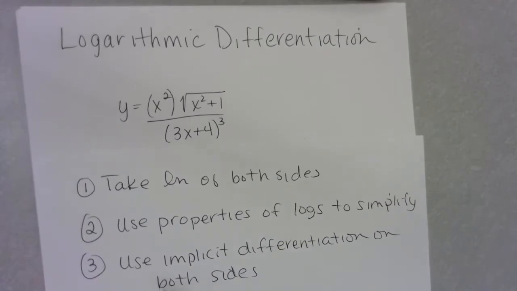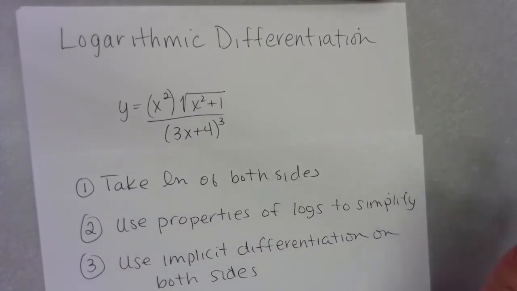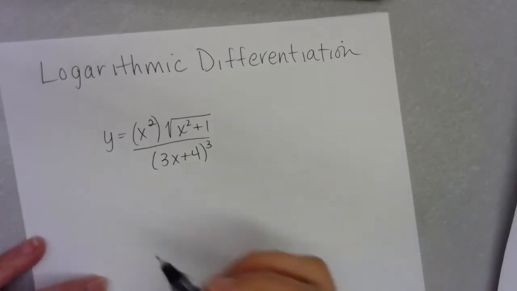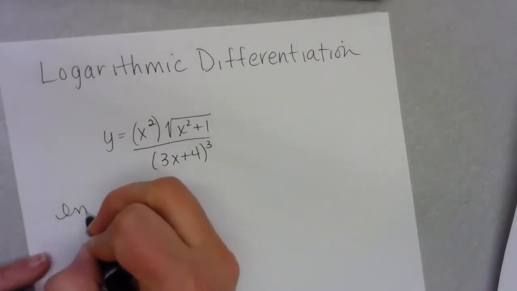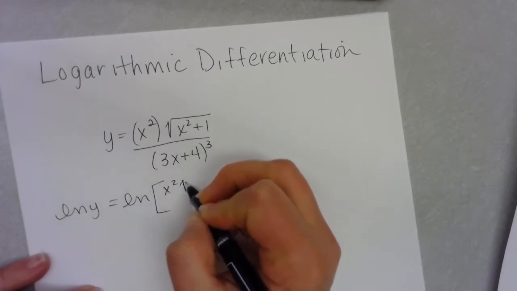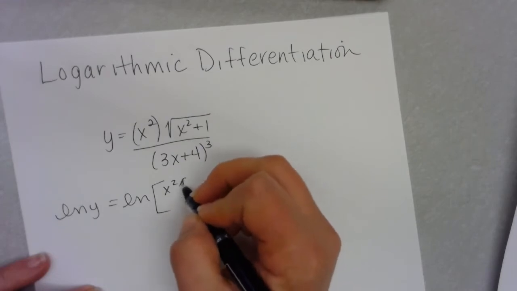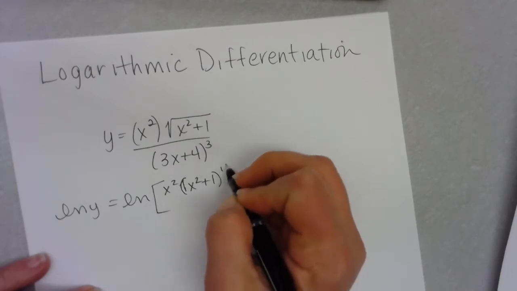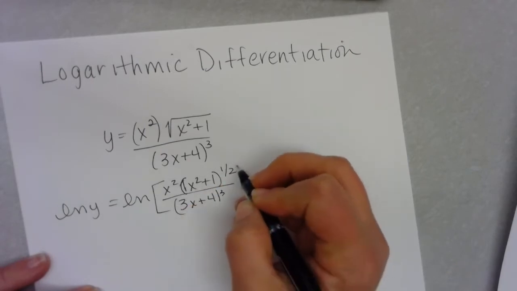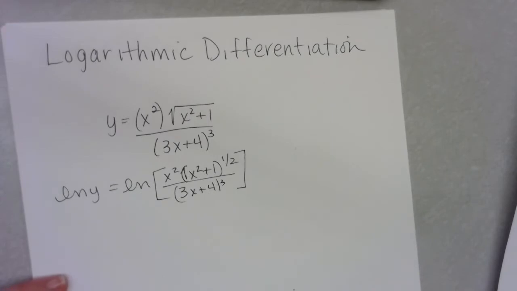So step one here is to take the natural log of both sides. Now I really want to use natural log. I don't want to use log because when I do the derivative of natural log, I don't have to tack on that dividing by the log of the base. So I definitely want to use the natural log. So let's do that. On this side, we're going to have the natural log of y equals the natural log of all of this stuff: x squared times, I'm going to write this x squared plus 1 as x squared plus 1 to the 1/2, and then down here we have 3x plus 4 to the 3rd. Okay, so I have the natural log of all of this stuff.